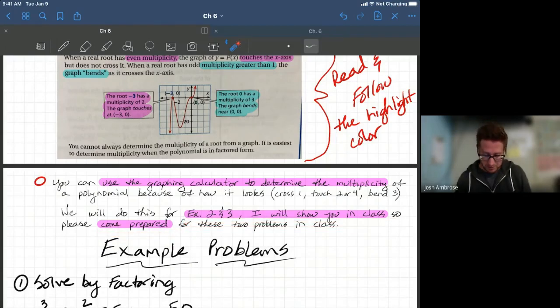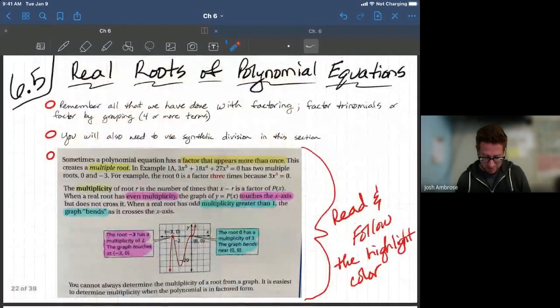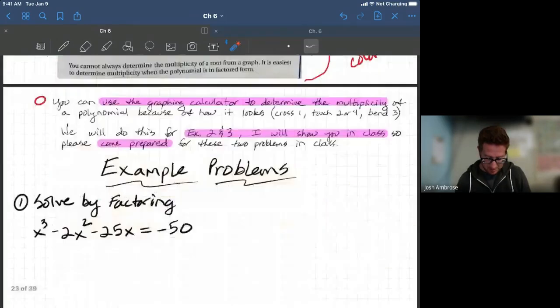I'm just going to scroll it right back up to the top. Just make sure that you have all the necessary notes down. You can pause the video and do all that. But let's jump into the example problems.